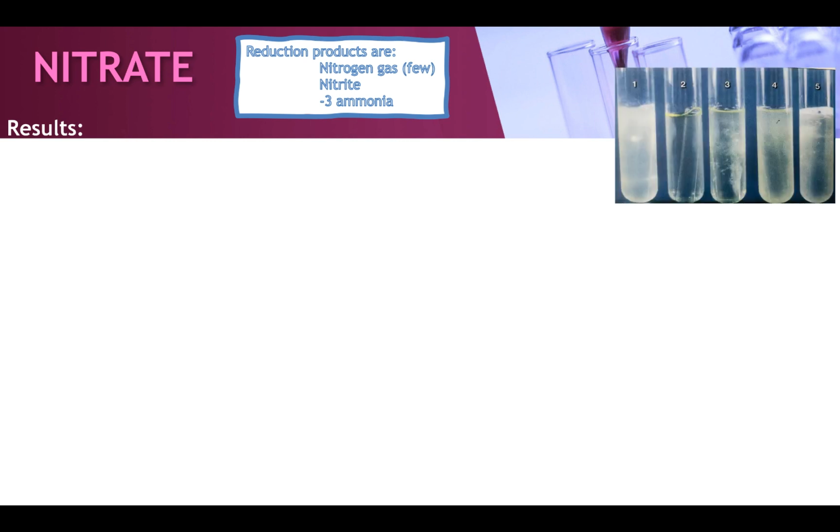When reading the results of this test, it is not as straightforward as the other tests that we have done, because there are 3 ways in which this test can be positive. Let's remind ourselves of the reduction products: nitrogen gas, nitrite, and ammonia. Let's say these 5 tubes were ones that you inoculated in the lab. Tube number 2 is uninoculated, because we want to have a negative control to compare our results to.